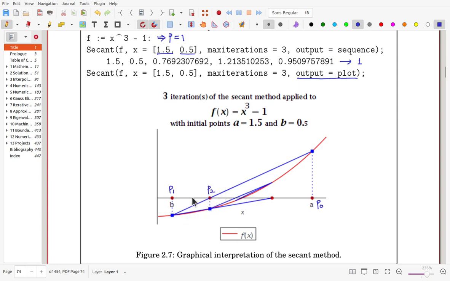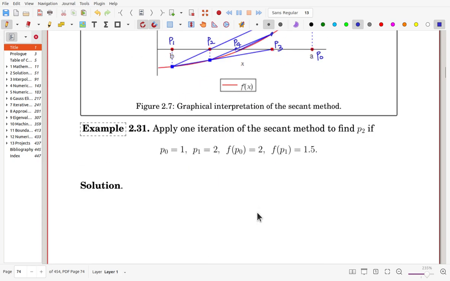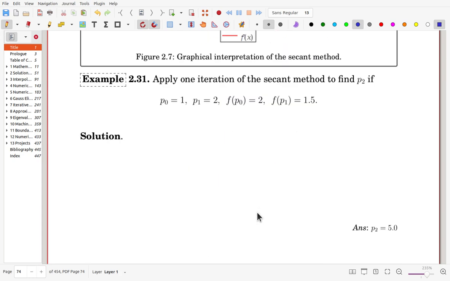By using p1 and p2, the 2 points on the graph, we connect them and take the x-intercept. That's now p3. And from p2 and p3, we consider the points on the graph, connect them and take the x-intercept. That is again p4. The secant method is working in this way. This is a graphical interpretation of the method. You may try to solve this problem yourself.